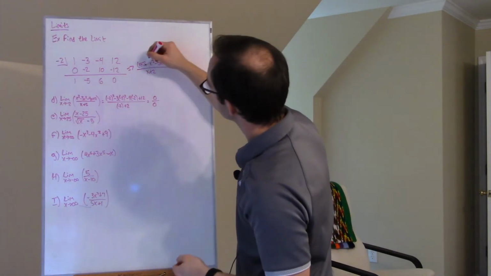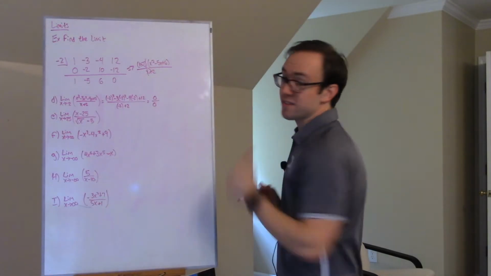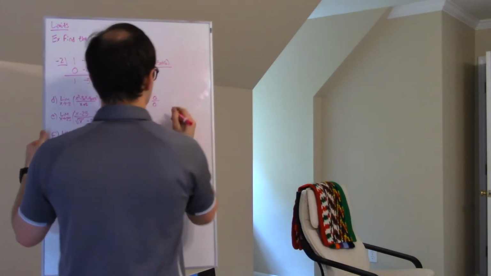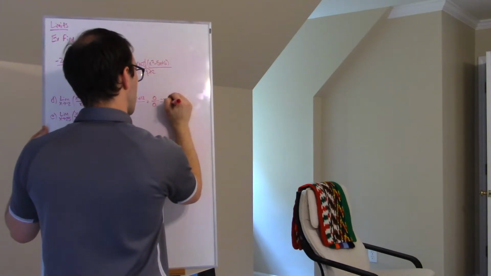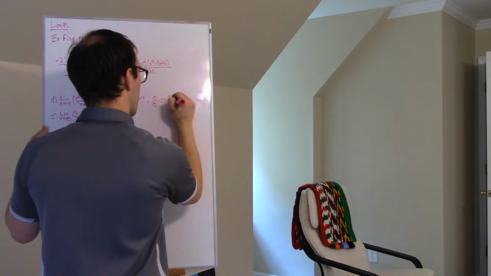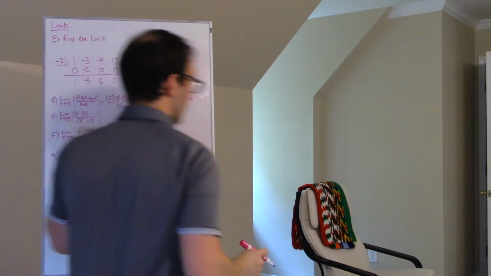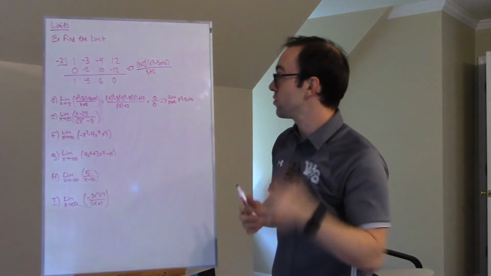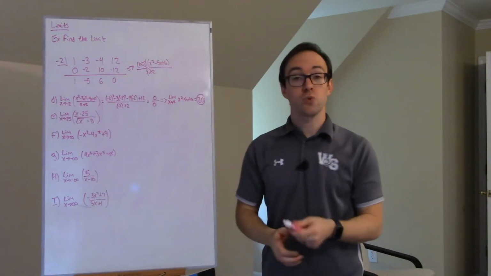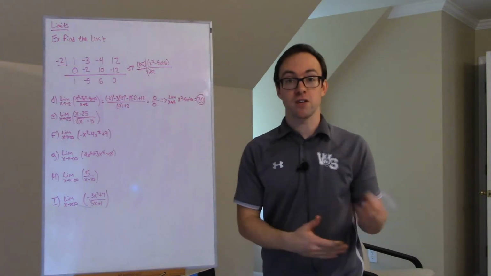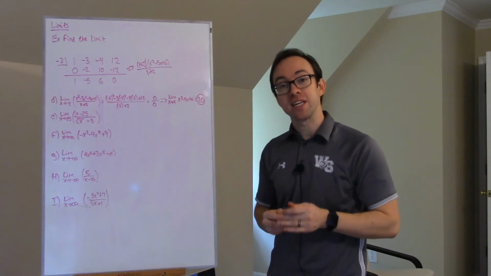So now we would do the limit of what's left. So the limit as x goes to negative 2 of x squared minus 5x plus 6. Negative 2 squared is 4, minus 5 times negative 2 or plus 10, so 14, plus 6 gives you 20. So the limit in this case is 20.